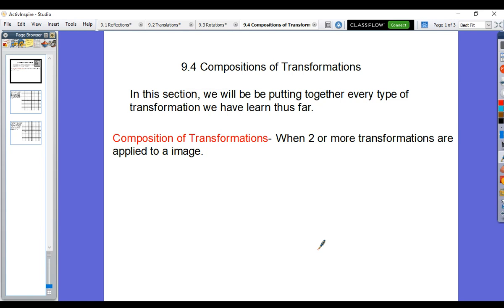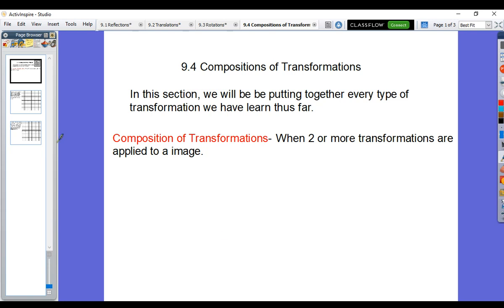We are talking about composition and transformation. Now, this one's basically a summation of the last three sections. It's kind of putting a bunch of the rotations, reflections, and translations all together as one. And you're going to be doing that to multiple things. So, for example, a composition of transformations is when you have two or more transformations applied to the same one image.